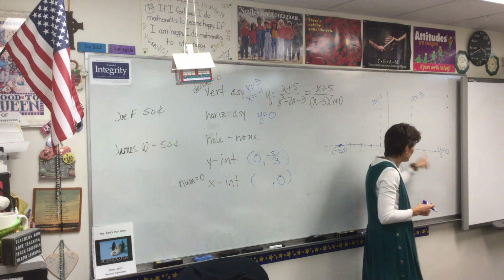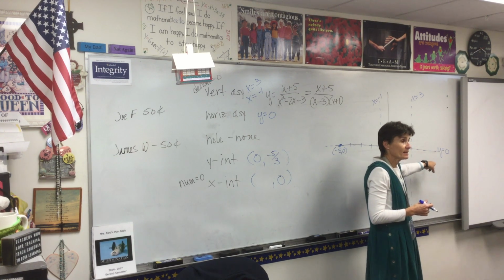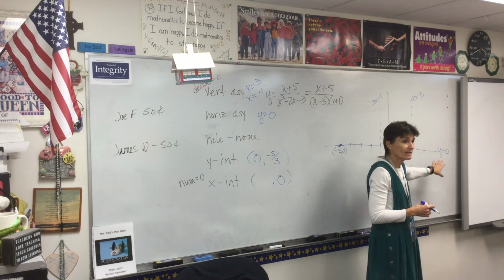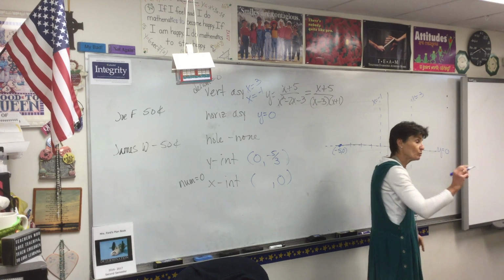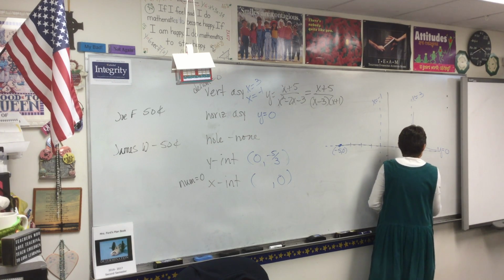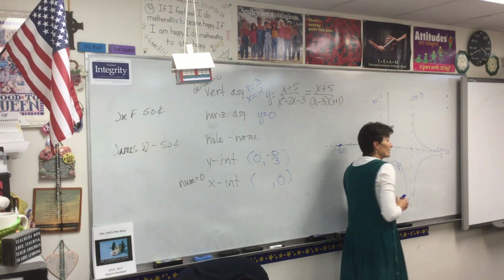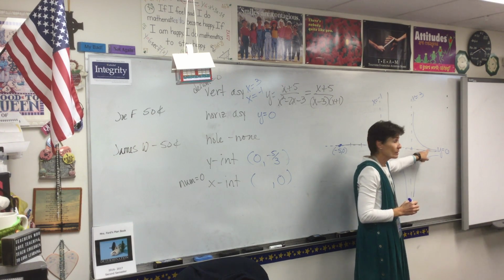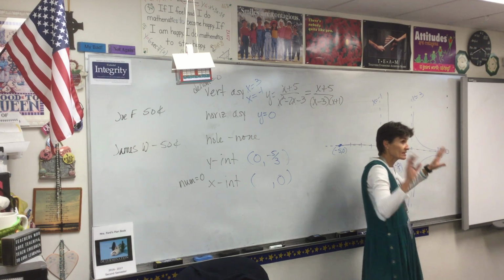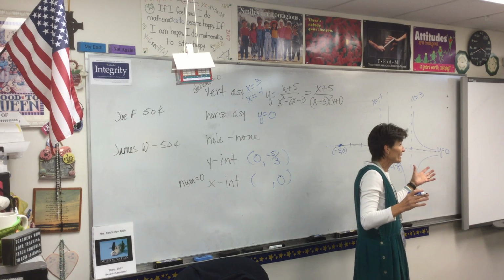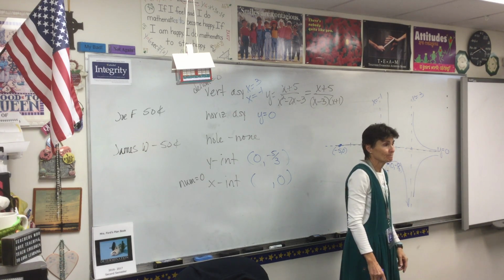Now, this is problematic because I don't have a single point over here. I have no idea. But would you agree it either looks like this or like this? Well, it can't cross this line, right? So it's either all up here or down here. It's got that reciprocal function look. I just don't know which one it is. How am I going to figure that out?